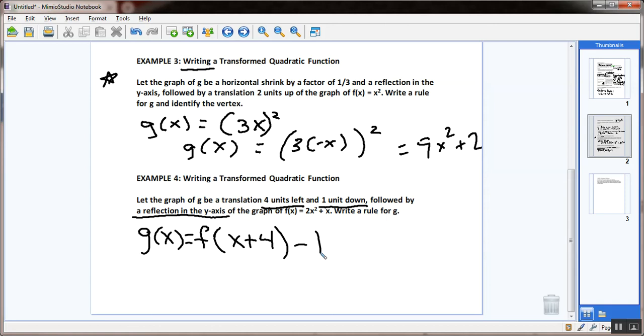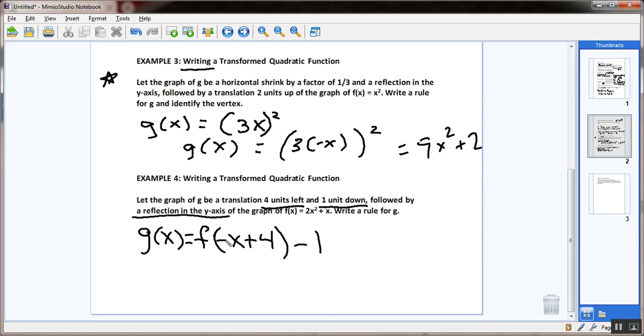And then the last one is followed by a reflection in the y-axis. I have a question, kids. If I'm reflecting in the y-axis, what am I changing? Somebody help me remember that rule. Not negate the whole thing, but negate just the x here. Okay, negate just the x. So watch what I've done here.